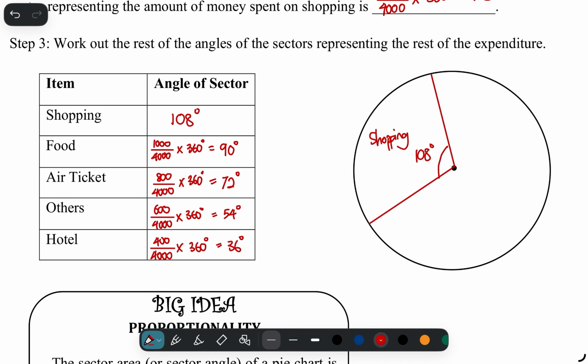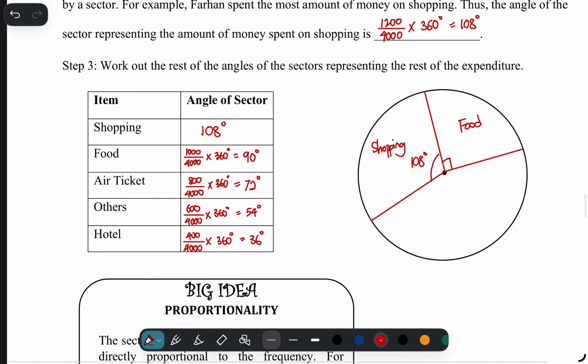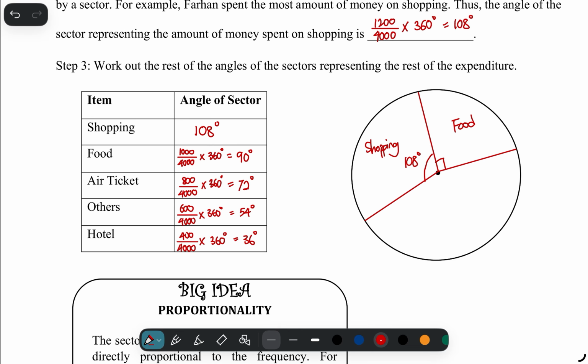Then let's say food, 90 degrees. I draw a right angle, maybe something like this. This is food, 90 degrees. Okay. Then I'm sure you can work out the rest by yourself from here. But this is just an example of how we can draw a pie chart using the information given to us.